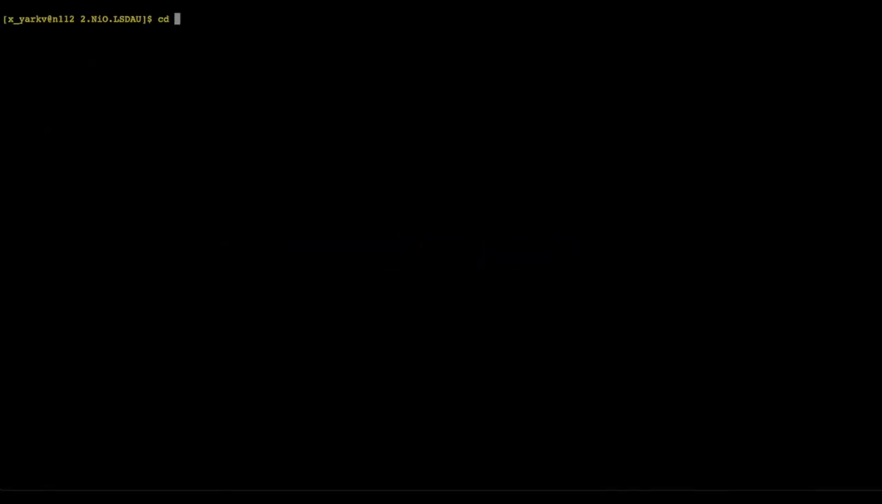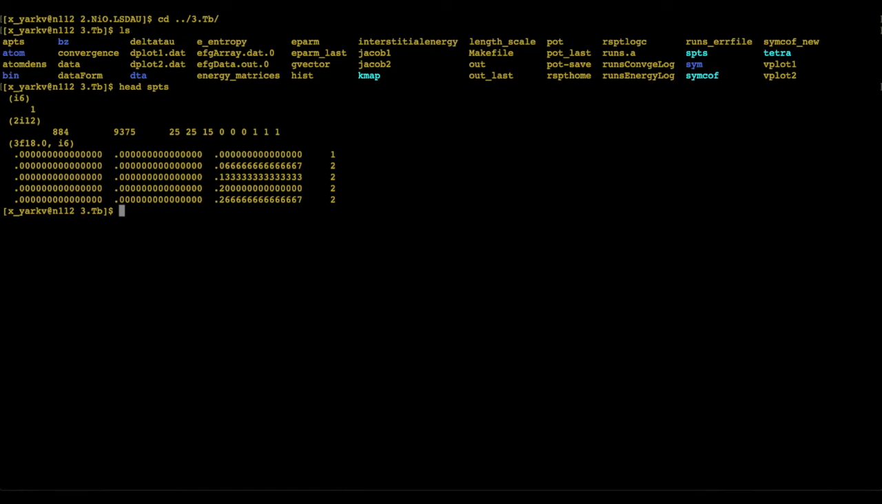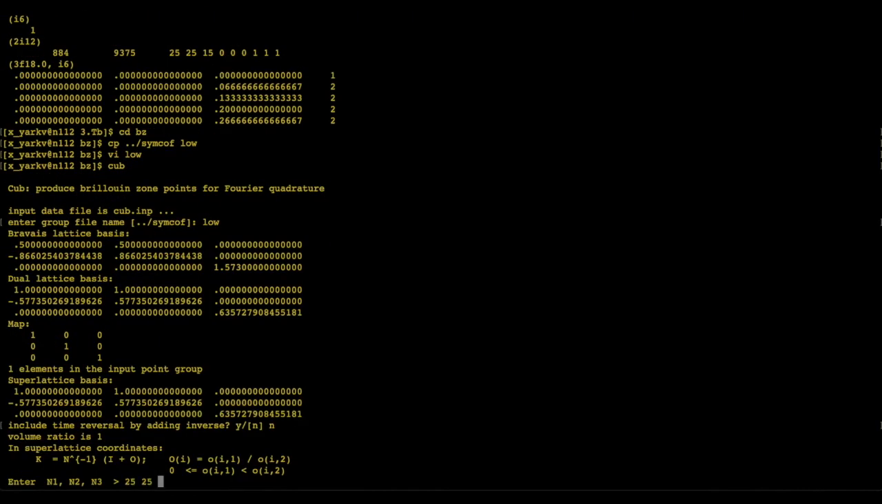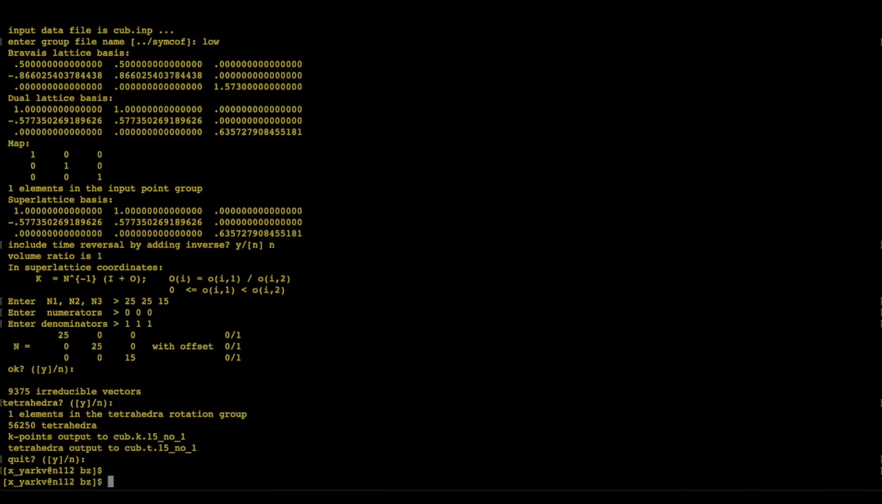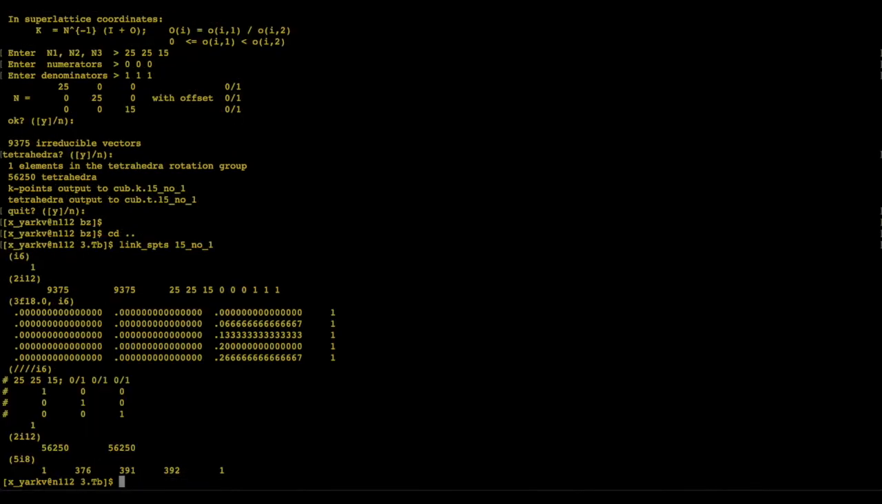And finally, let's go to the third example. This is HCP terbium. The calculation was converged with this K-mesh. So let me just generate the full mesh here. Let me link it. Now let's have a look at the out file of the last iteration.